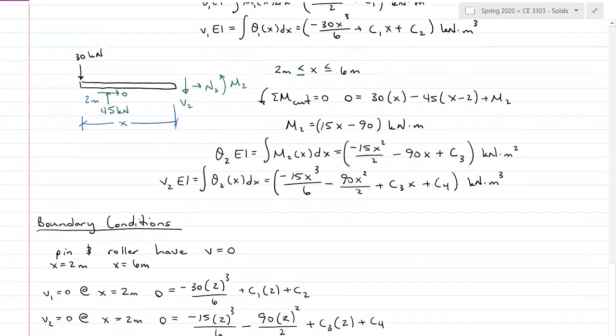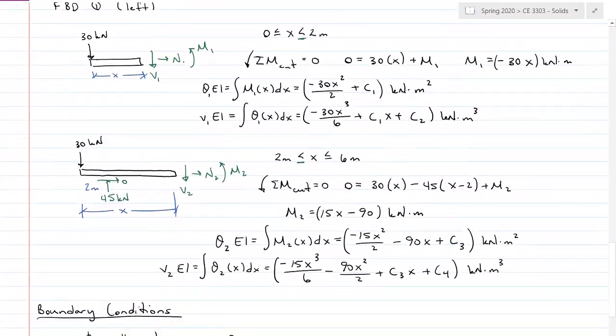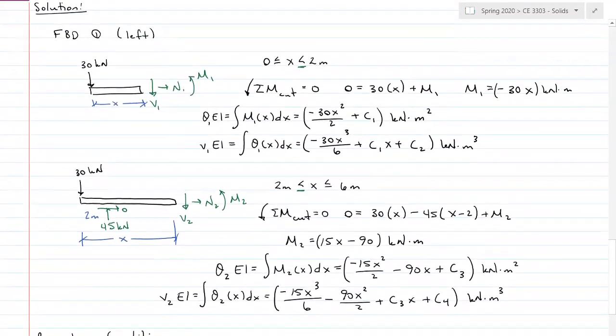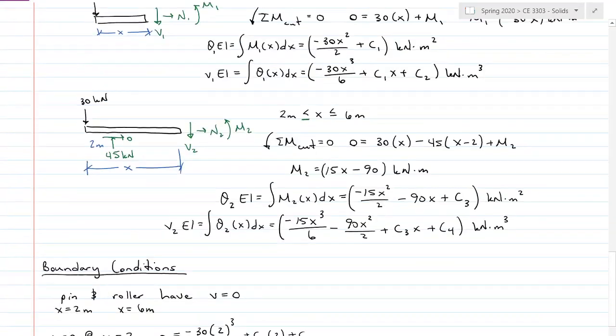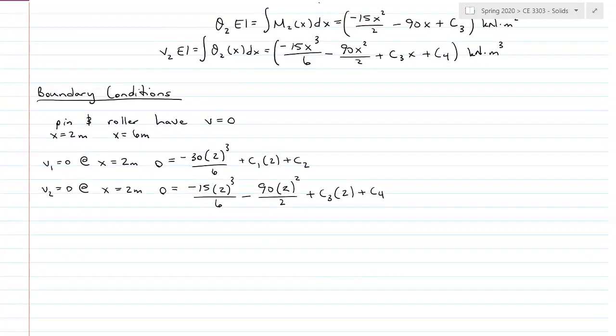Okay, my roller is at 6 meters. The only set of equations that covers 6 meters is the second set. This first set stops at 2 meters, so if I want the rest of the curve, I have to use the second set. V2 is equal to 0, and again, this is lowercase v for the elastic curve, not shear. That's the exact same equation.